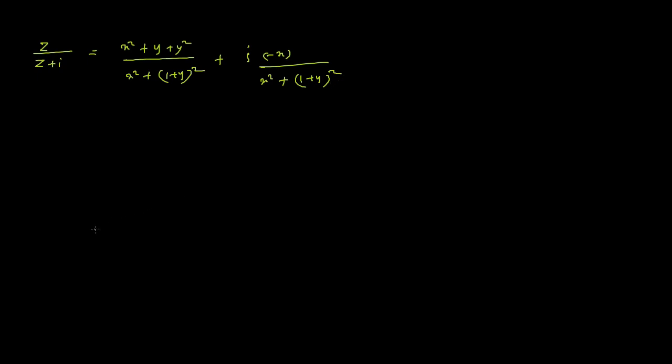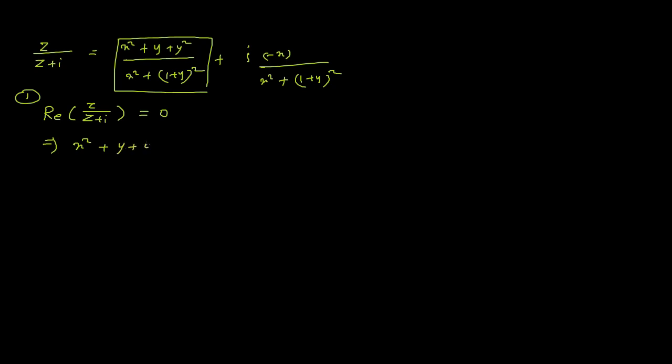Now let's talk about our equation number 1 and equation number 2. According to equation number 1, the real part of z by z plus iota is equal to 0. I can say this is my real part, I am making the box. So this is equal to 0, that means the numerator is 0. So x square plus y square is equal to 0.